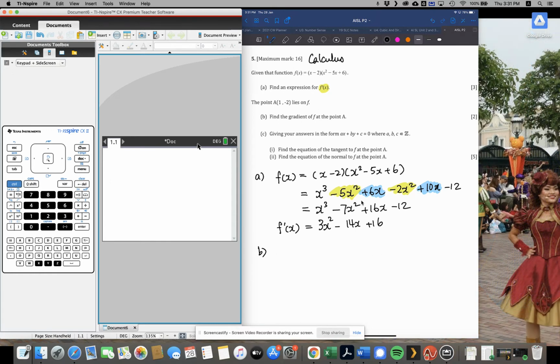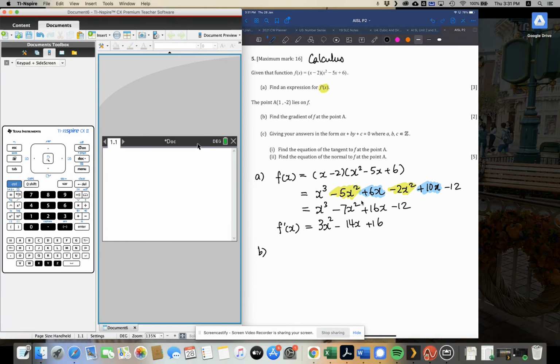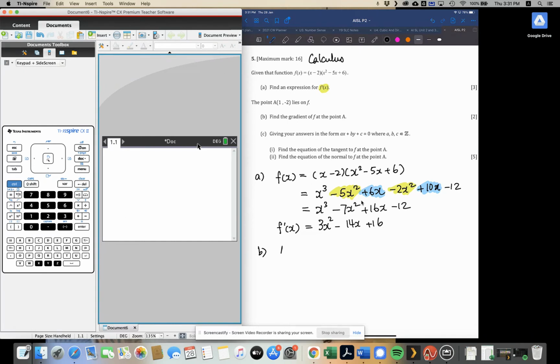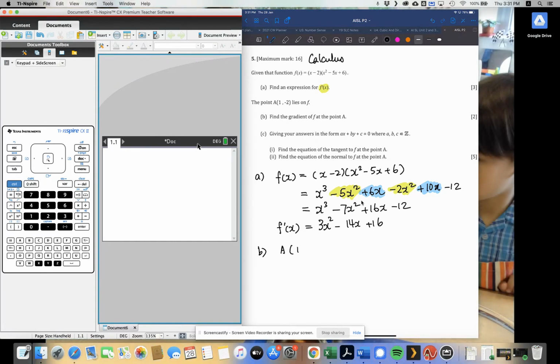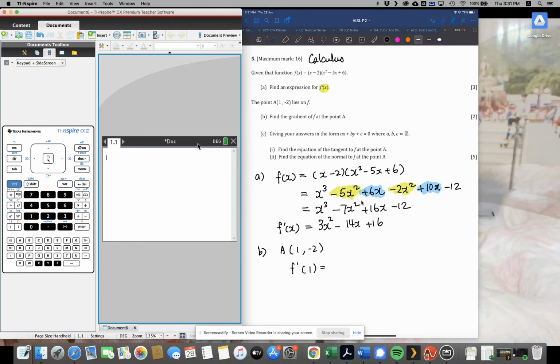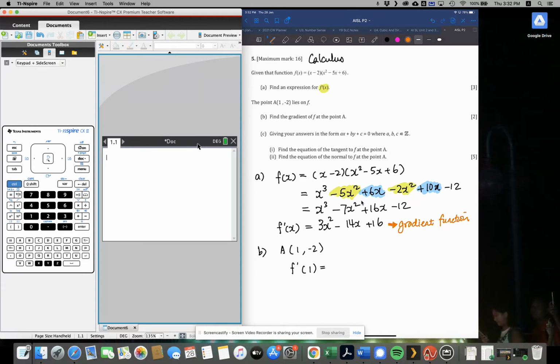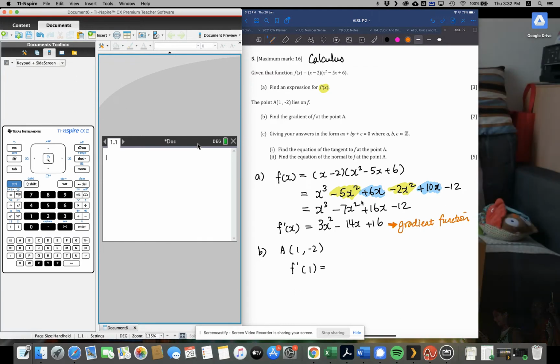B, you have a point A with coordinates 1, negative 2, and it lies on the function. Find the gradient of f at the point. Well, we know that at A, the x coordinate is 1. So we can put that into the first derivative, because your first derivative is your gradient function. It tells you when you put the x coordinates in, it tells you at that particular point what the gradient is, the gradient function.